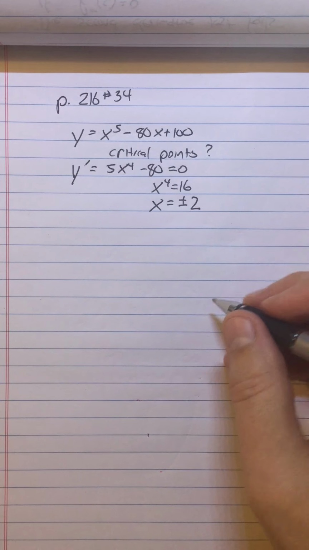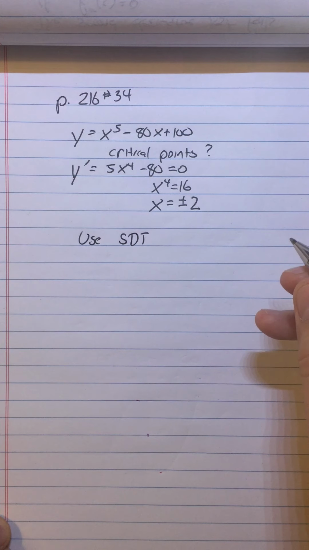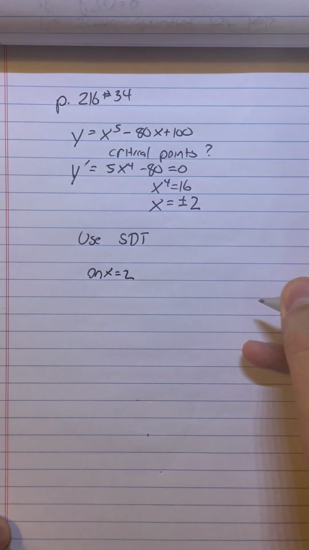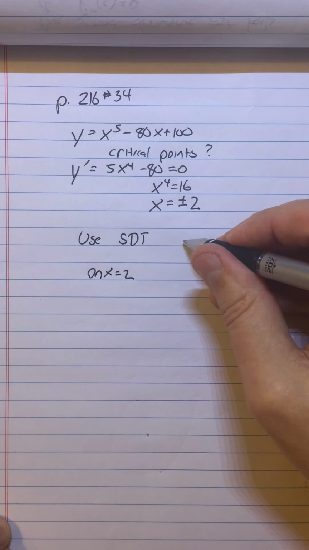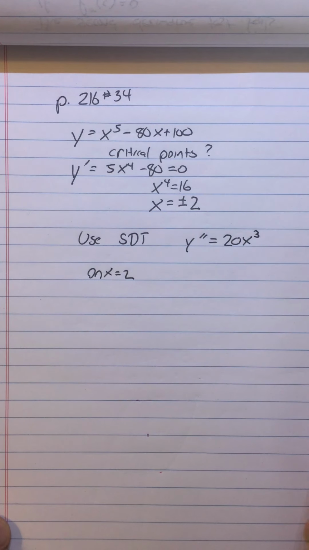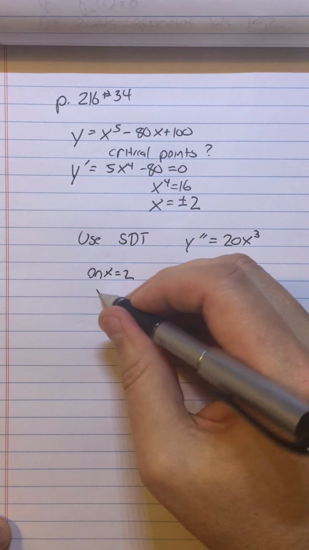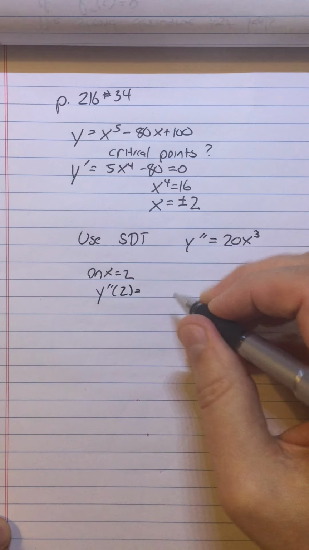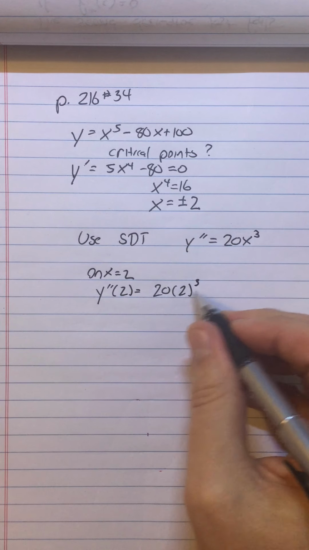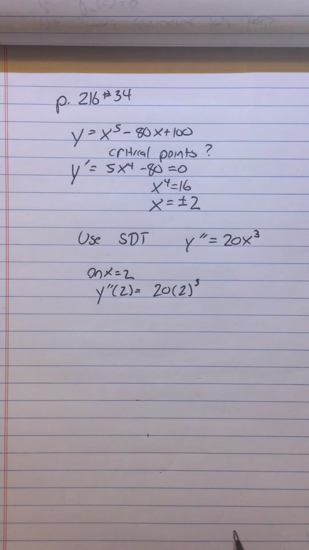We want to use the second derivative test, so we can just say SDT. We'll start on x equals 2, and we'll observe that our second derivative is y double prime equals 20x^3. All right, that's our second derivative. We're going to use it on x equals 2. So to use it on x equals 2, we're just going to say, what is y double prime of 2? Well, it's 20 times 2 cubed. And I can sit here and work out what that is. It's not too hard. It's 8 times 20 is 160, okay? But you do not need to.